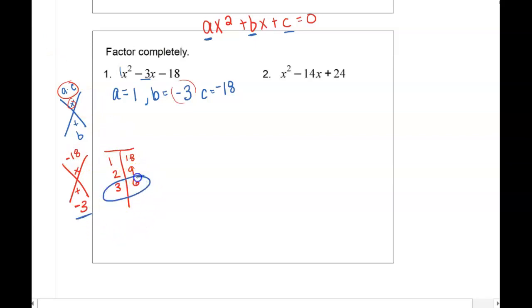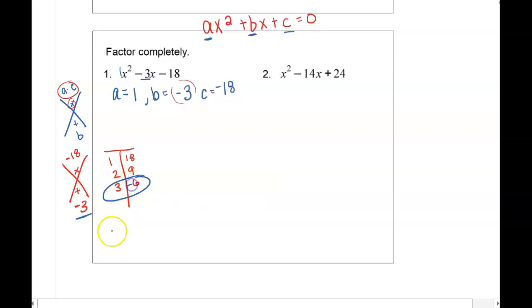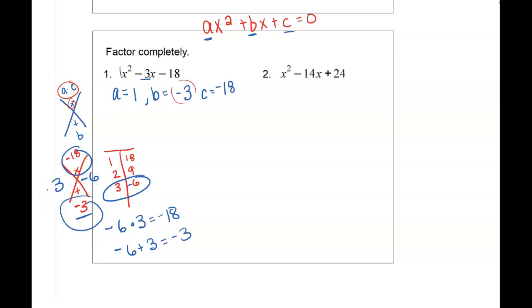Well, that would be these, because negative 6 times 3 is negative 18, which is what I want. And then negative 6 plus 3 is negative 3, which is also what I want. So I want to use those two numbers now to put them here and here.